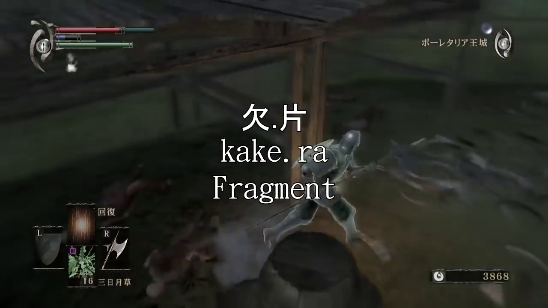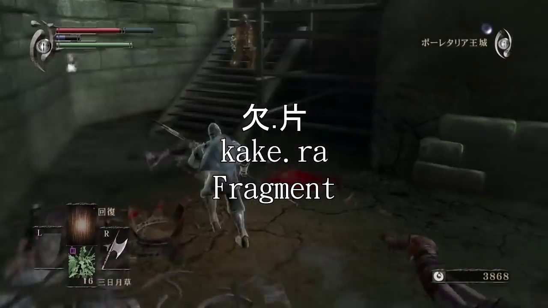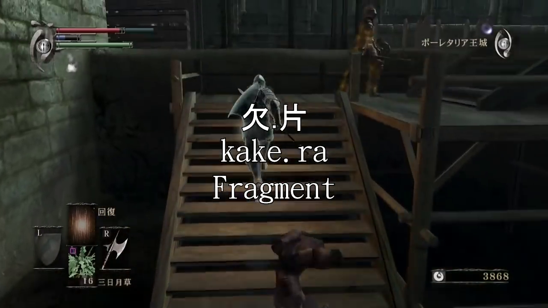Kakera, fragment. The first character means lacking, the second character means piece or side.